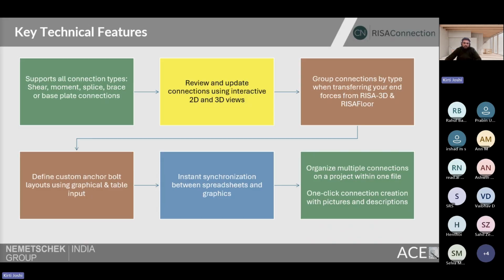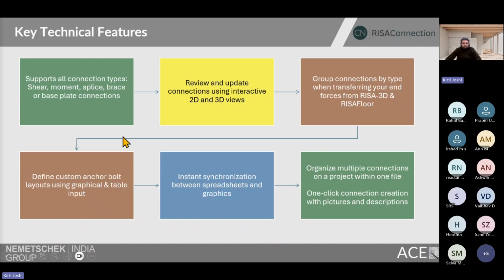It means you can review and update your connections using the 2D and the 3D views, and also you can select the specific connection parts or any of the dimensions to implement the change in a model. For example, as you change the bolt size or the plate thickness, or the weld size or the geometry, the connection updates graphically within the model as well. Like when you update the spreadsheet, it updates automatically in the model.